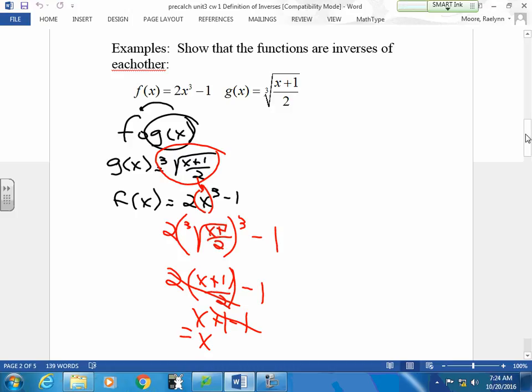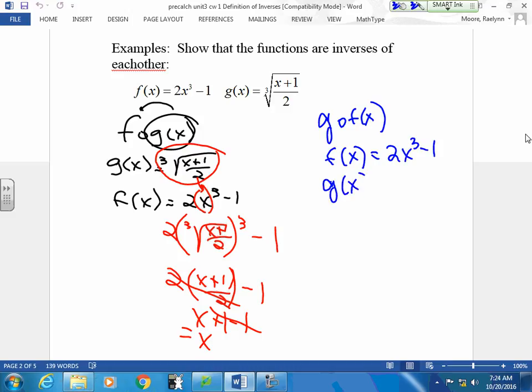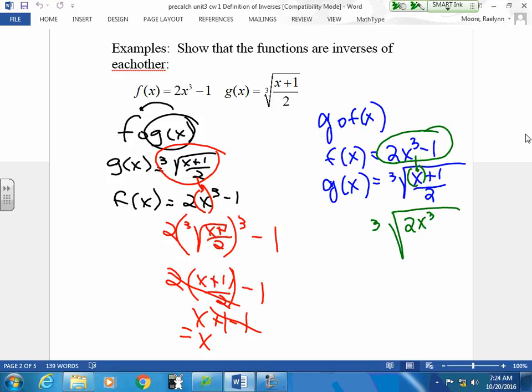And we also have to do it the second way. We have to do it both ways. So now you're going to take your f and you're going to plug it into your g. You're going to take this entire equation and put it into this x. So you're going to get the cube root of 2x cubed minus 1. Don't forget this plus 1.